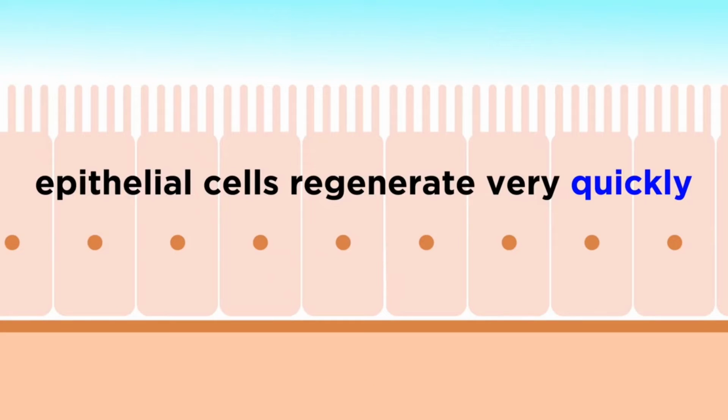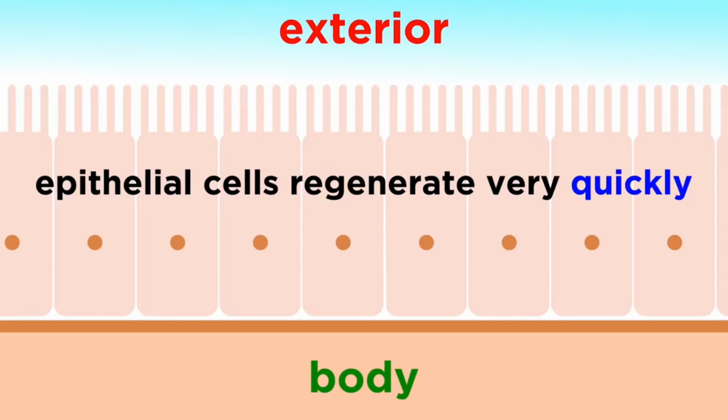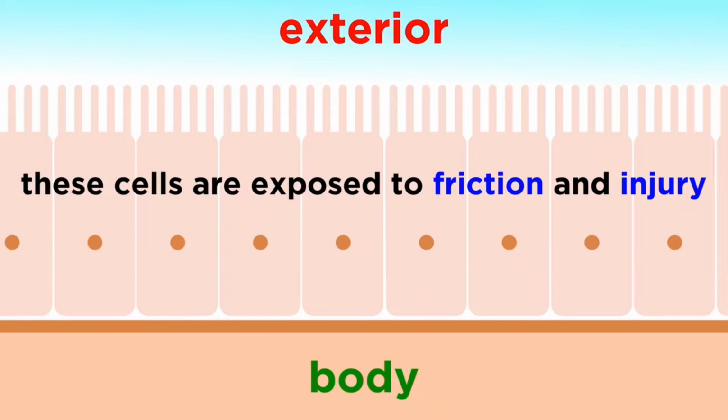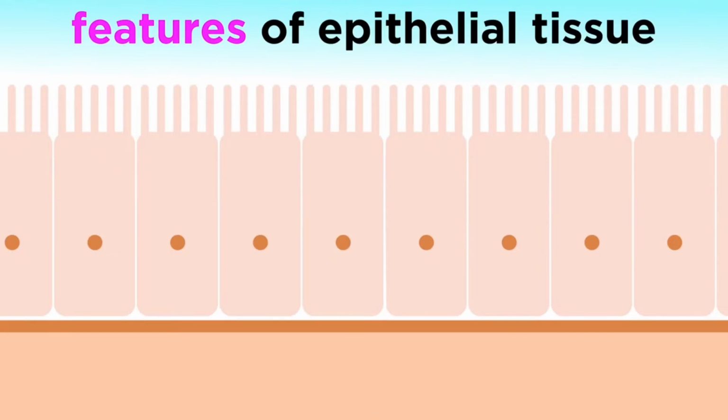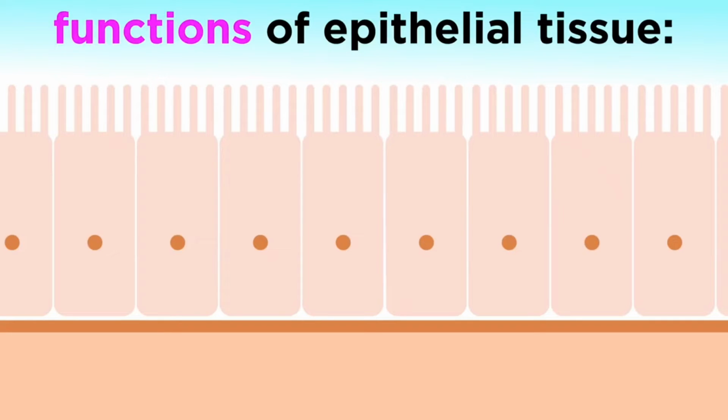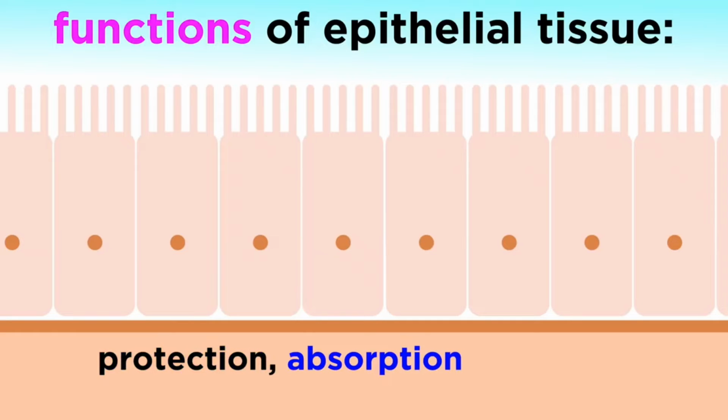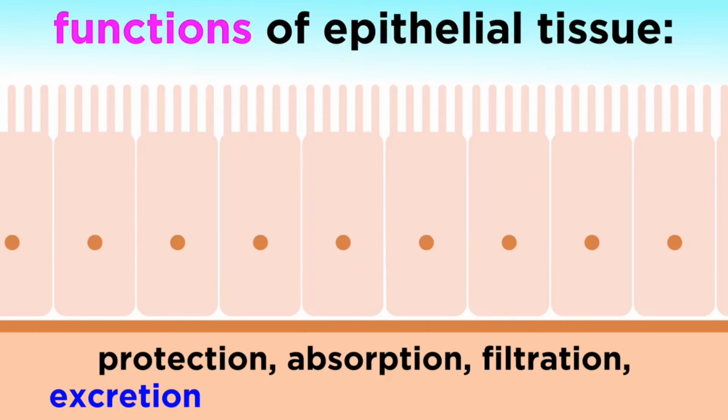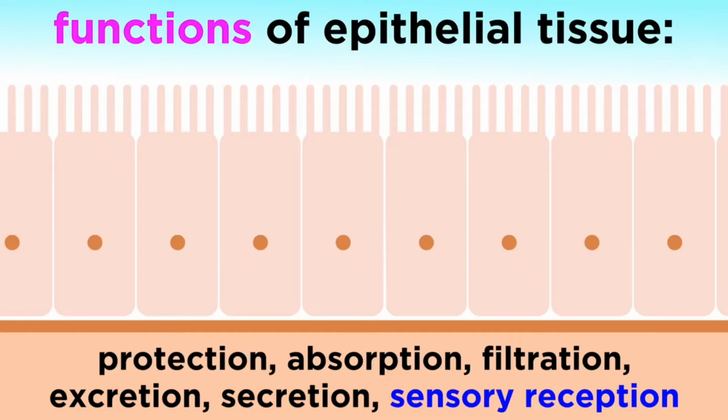And lastly, epithelial cells regenerate very quickly by necessity because given their position at the boundary between some component of the body and the exterior, there is the potential for significant friction or even injury. So these are the features of epithelial tissue, which allow it to perform a variety of functions, including protection, absorption, filtration, excretion, secretion, and sensory reception.